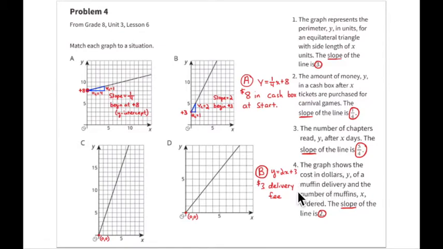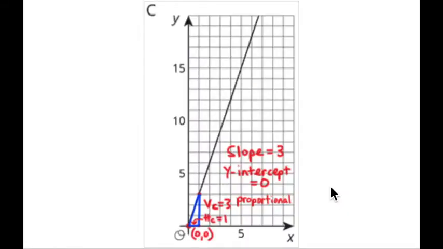It doesn't really tell you that in the situation, but it does say there's a muffin delivery. So that $3 is the delivery fee. The third, or graph C, so if you go 1 unit along the x-axis, how many units along the y-axis?